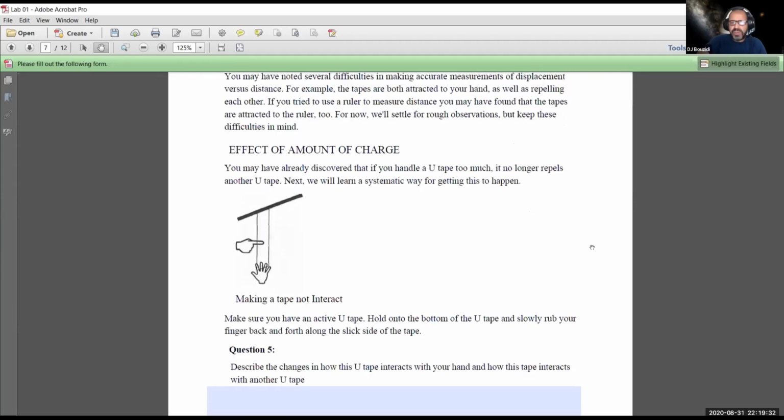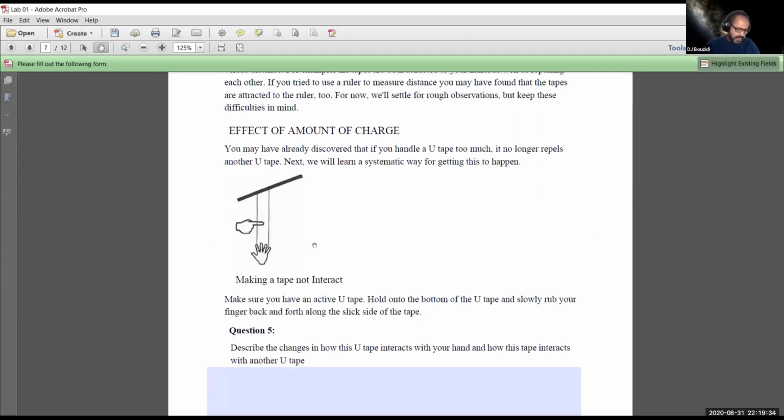Now, the amount of charge. This is the technique, as I was saying earlier: you have to hang it somewhere and rub your finger through it until it discharges completely. Then it becomes non-interacting. Right now it's non-interacting. So you can partially discharge it, not completely, because if you discharge it completely, it's not going to interact with anything. So that's the thing with it.